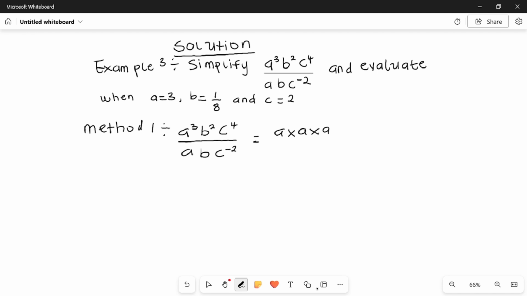So moving on to the next, we have b squared, that's b raised to the power 2. So the 2 is telling us how many times we are going to times our base. So it will now be b times b. And similarly for c, c raised to the power 4, that means we will times c 4 times. Now it's c times c times c times c.